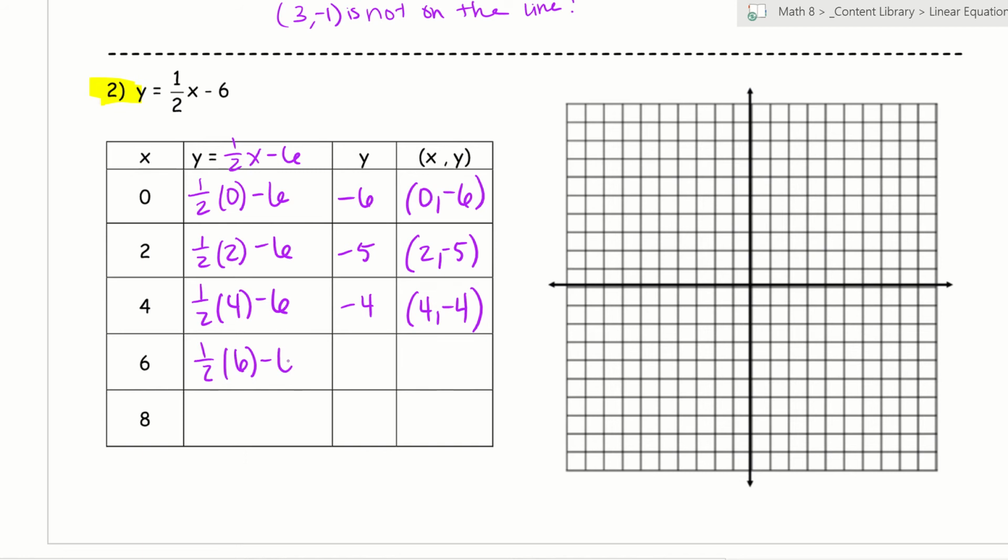1/2 of 6 minus 6 is 3 minus 6, which is -3. And 1/2 of 8 minus 6 is 4 minus 6, which is -2.